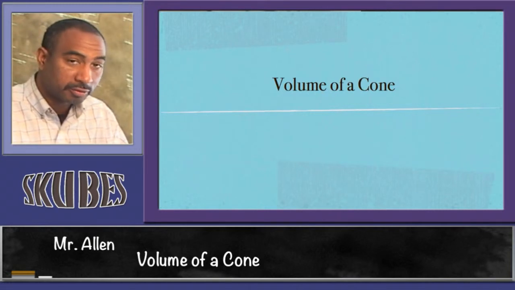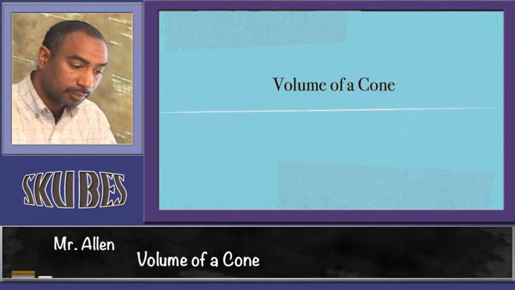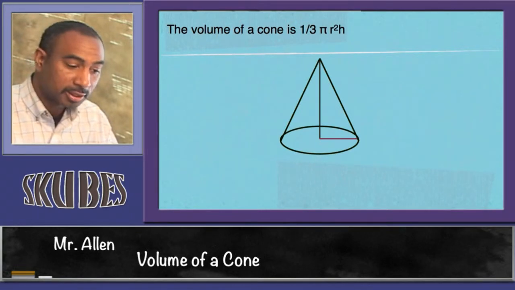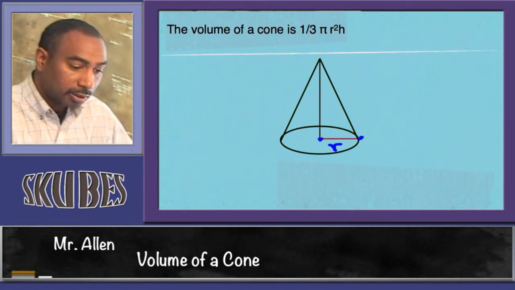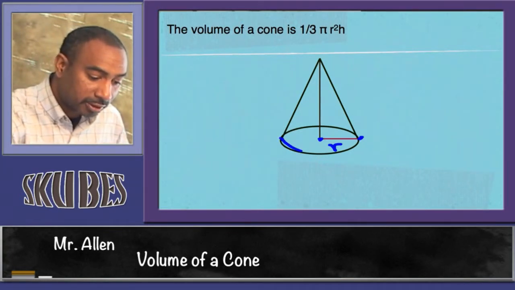Today's lesson will be on the volume of a cone. The volume of a cone is 1/3 pi, the radius squared, times the height. This is the radius, this red segment here, because it goes from the edge of the circle to the center. And part of that formula is from the area of the circle. We're just getting the area, the insides of this.